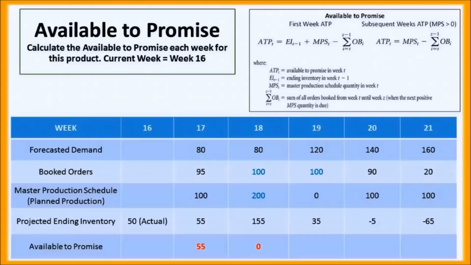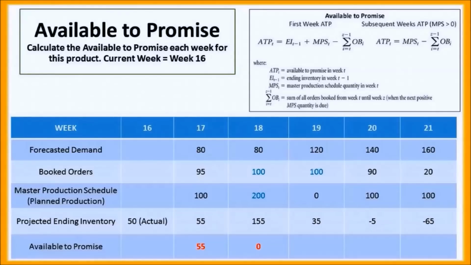We will have zero inventory, and we're sort of starting from scratch. So in week 18, we start out with zero, and week 18 available to promise will be our master production schedule, the amount that we have to schedule for that week, which is 200, minus the sum of all of the booked orders until we begin producing again. Now take a look here. In week 18, we'll produce 200, and we have booked orders of 100 for that week.